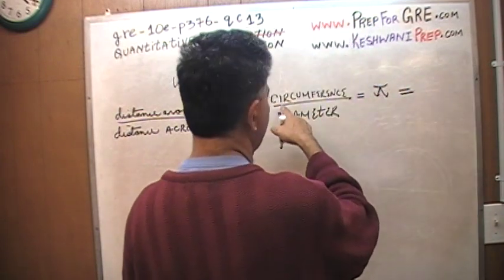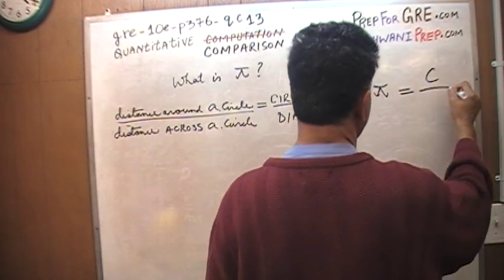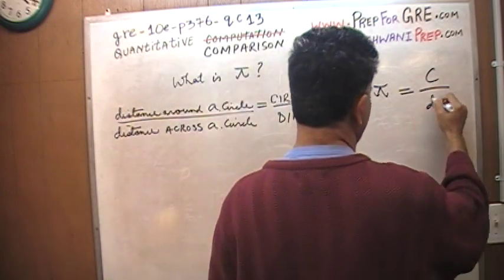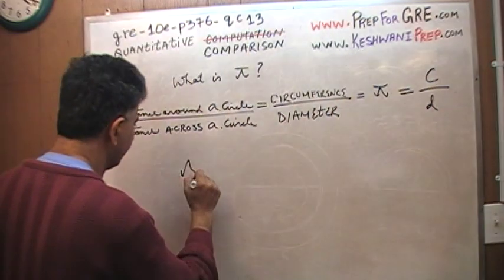We're going to represent the circumference of the circle with C, and the diameter of the circle, let's represent with D. So that was pi. Let's write that down here.